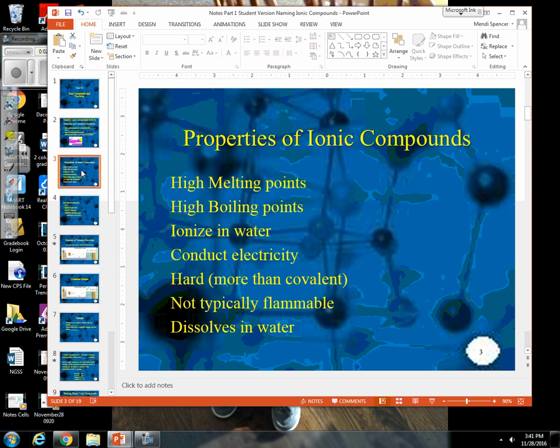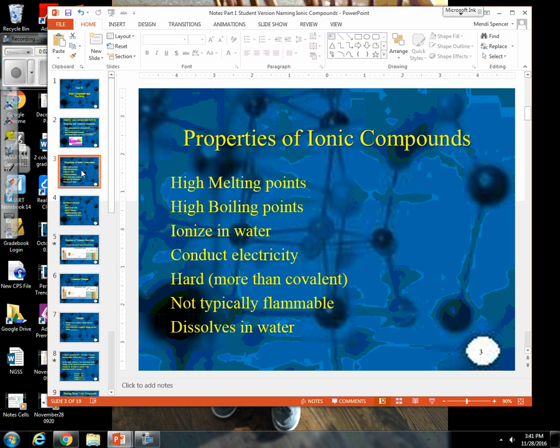Ionic compounds also ionize in water. So let's talk about what ionize means. If we say that something ionizes, that means it breaks apart and forms ions. An ion is any time an element has a charge, either positive or negative. And we'll talk more about ionization a little bit later in the year.